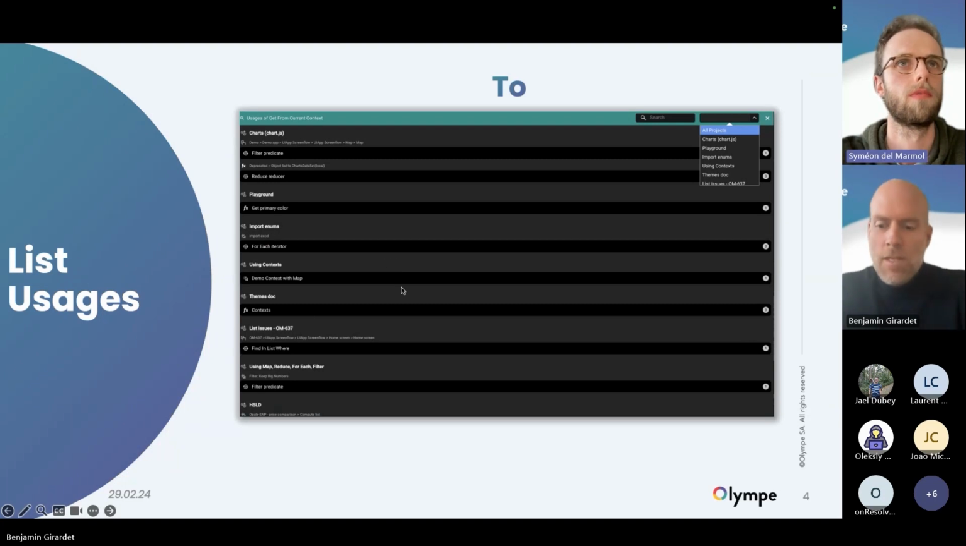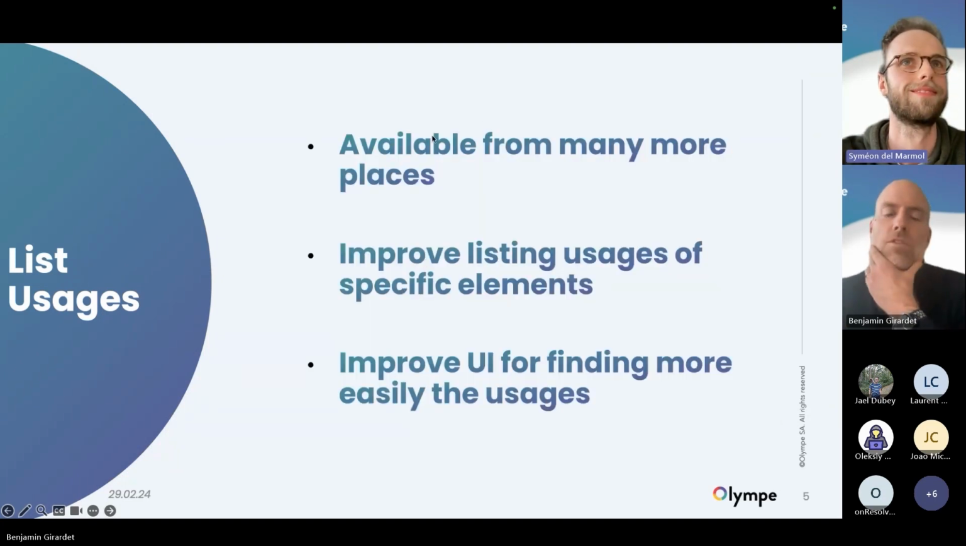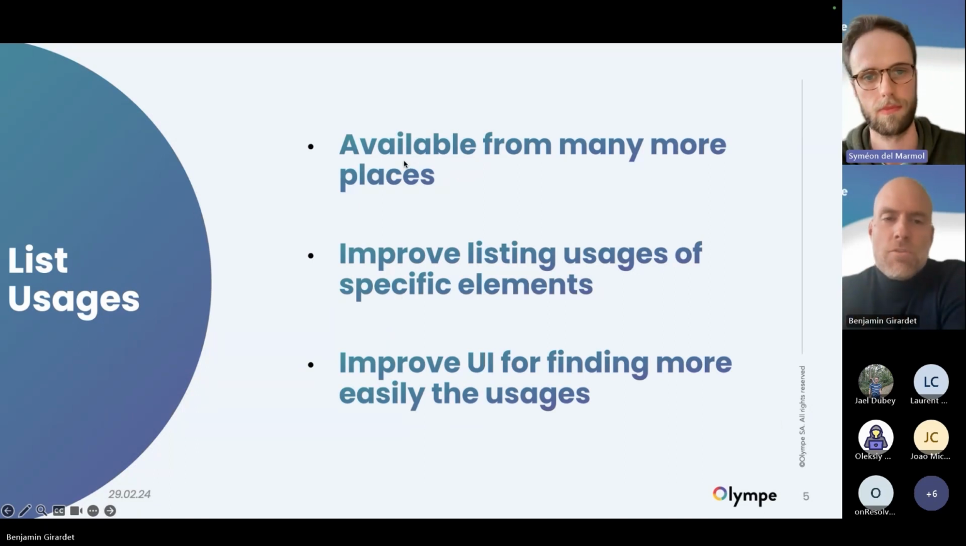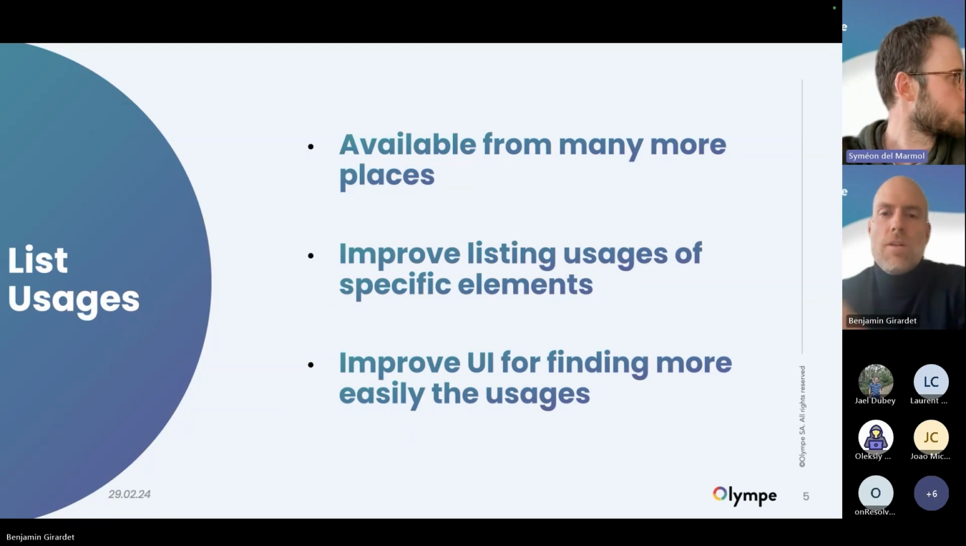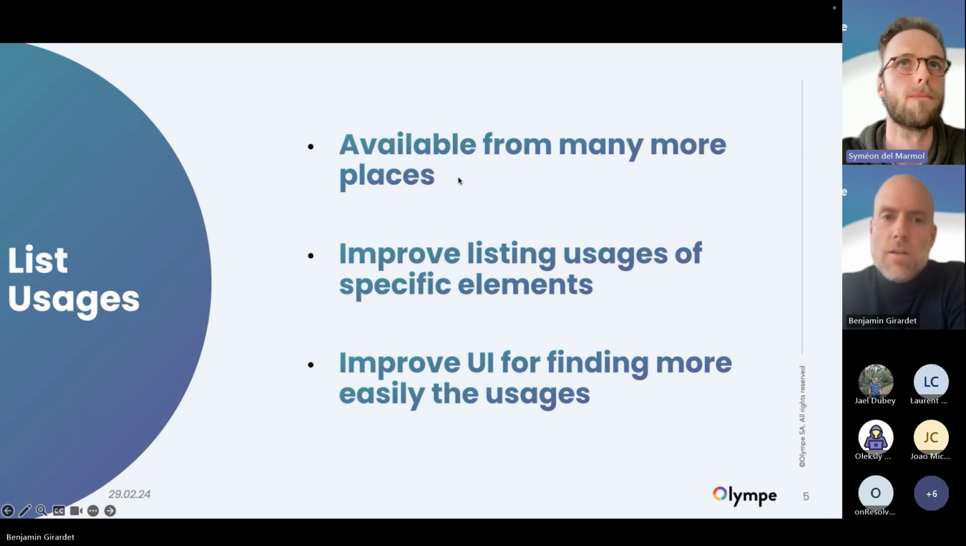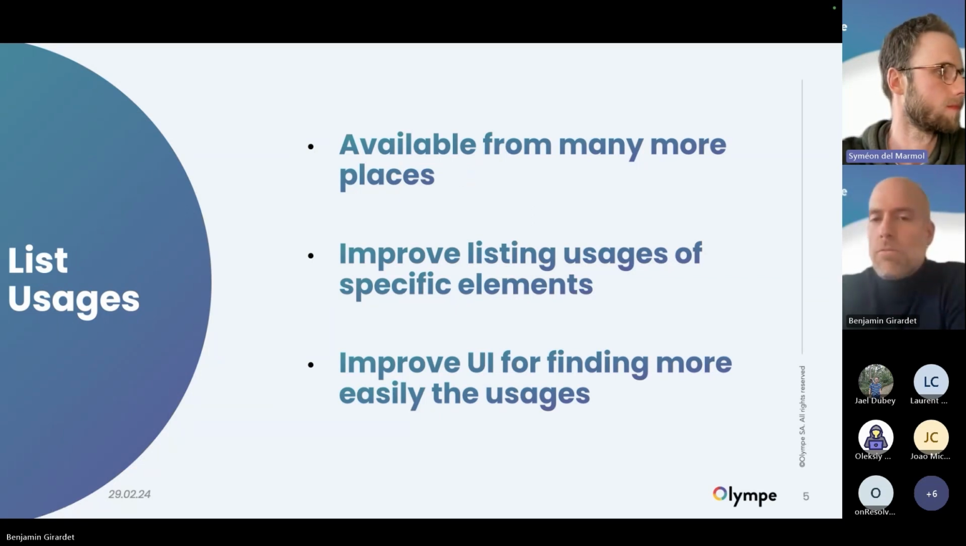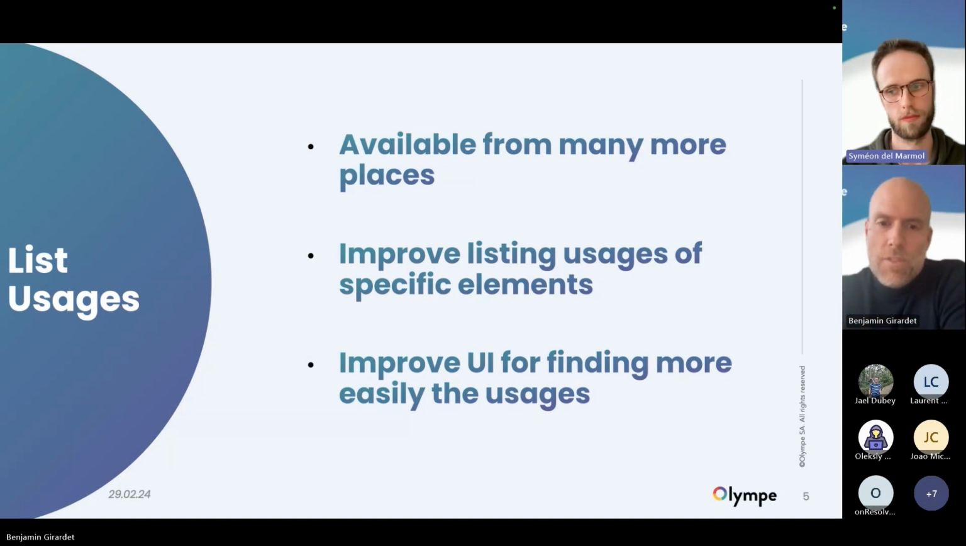So let's have a look. Oh no, sorry, just a few points. What we have tried to achieve is to take many feedbacks we had about this list usage capability, and we wanted to make it available from many more places. For example, the function signature, we couldn't have the list usage feature. Previously, we improved the listing usage of specific element. For example, the property and the events. It was not correctly providing the usages, and we improved the UI to find more easily what we are looking for.